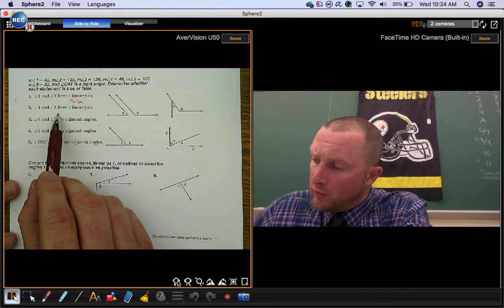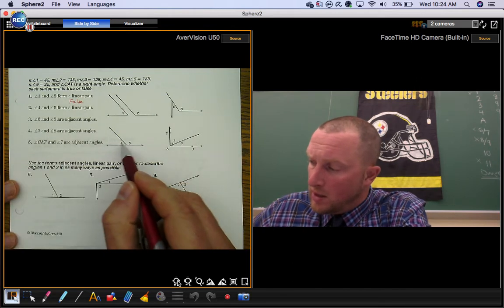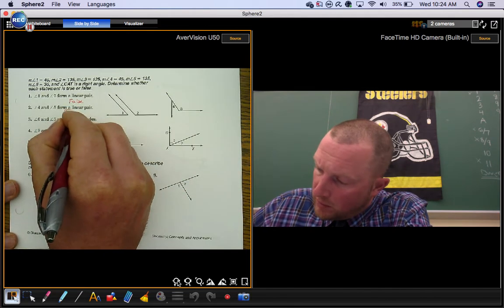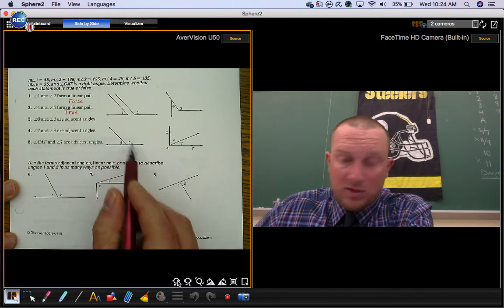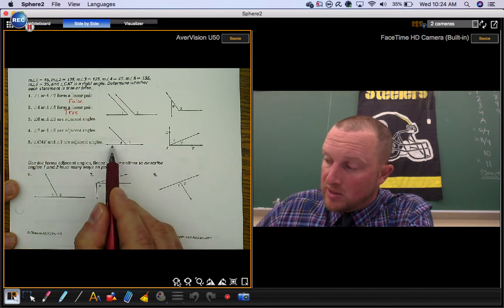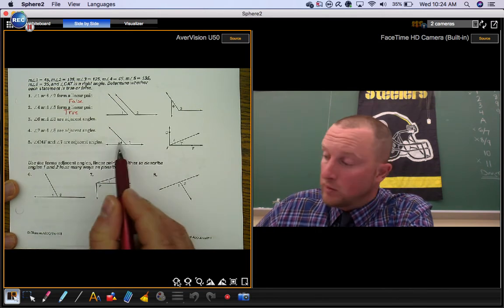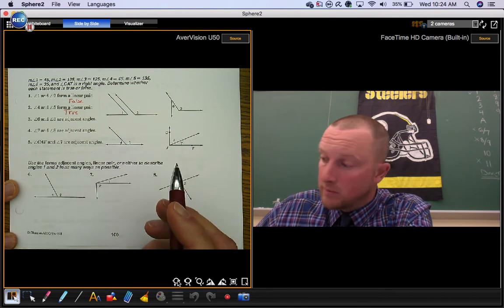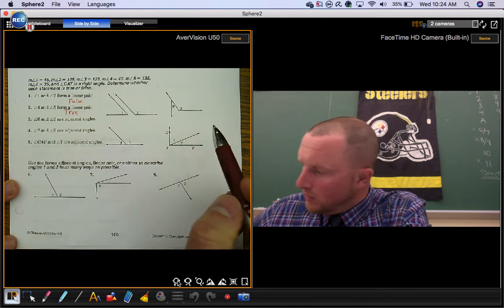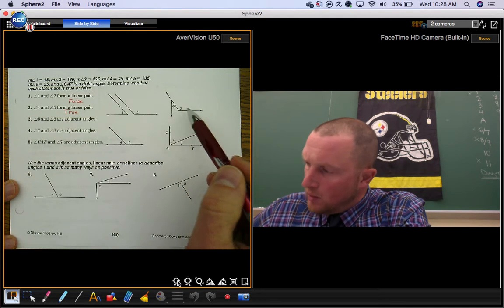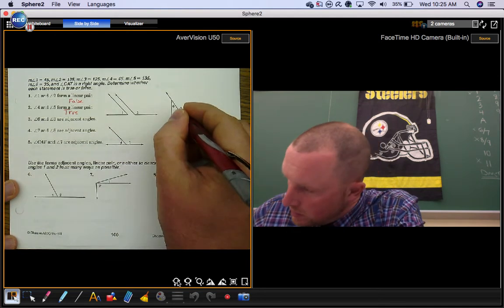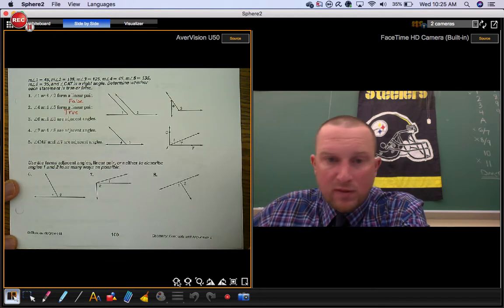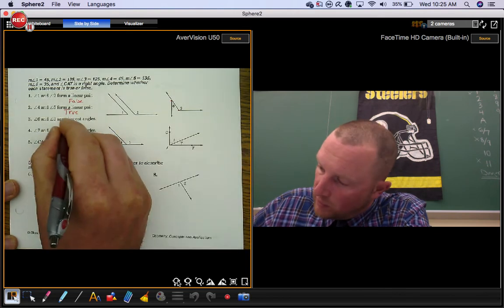Number 2, angle 4 and angle 5 form a linear pair. Yeah, they definitely do. And again, I don't need to know their measures. I can see clearly that they're adjacent, and then they make this line. There's only 2 angles there that form that line. Number 3, angle 6 and angle 3 are adjacent angles. They have different vertices. That's false.